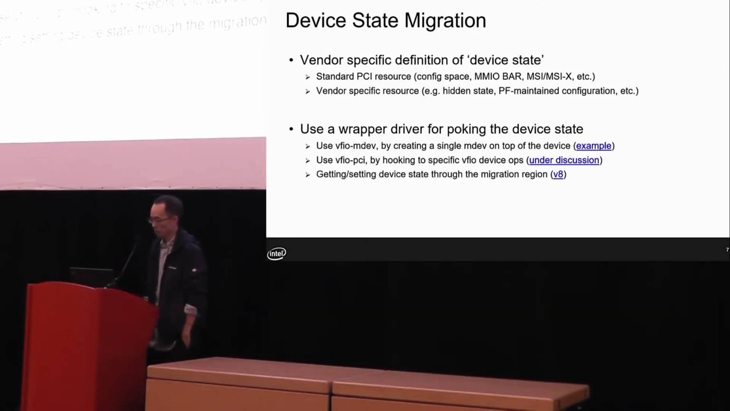So talking about the device state, I first want to briefly talk about the definition of the device state. The actual definition is vendor specific, based on the different device. It may include standard PCI resources, including the PCI configuration space, the MMIO registers in the MMIO BAR, and the MSI and MSI-X internal information, etc. Those are the standard way you can just try to read from the PCI interface.